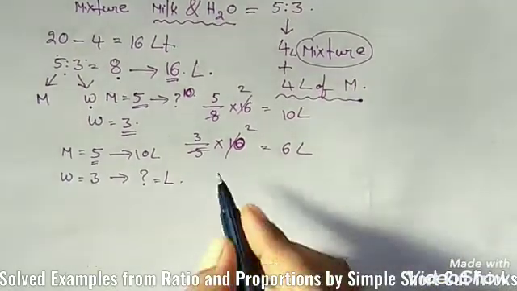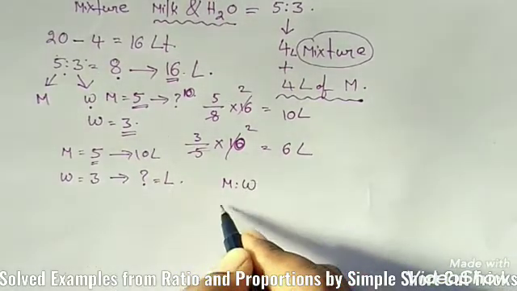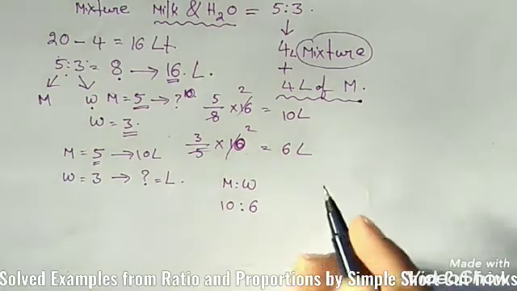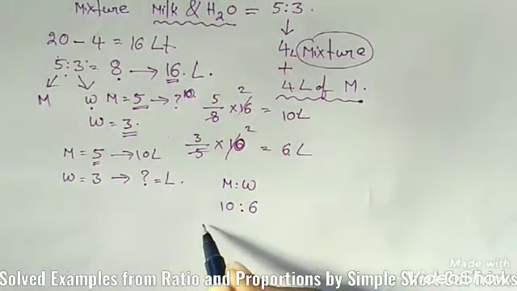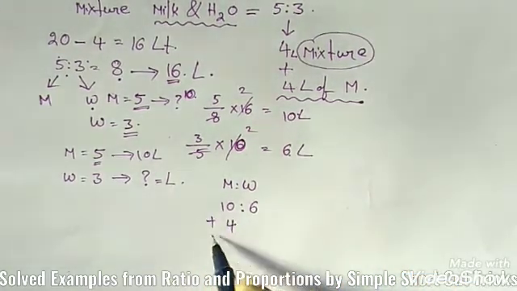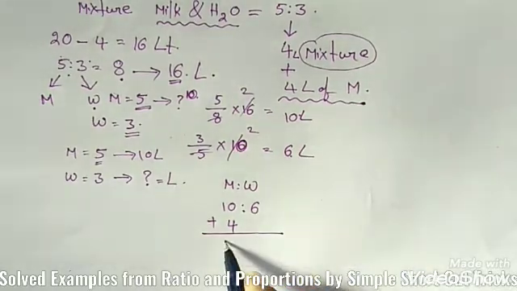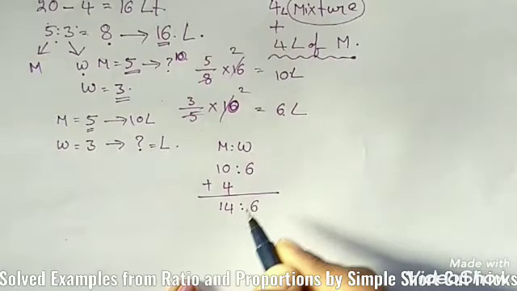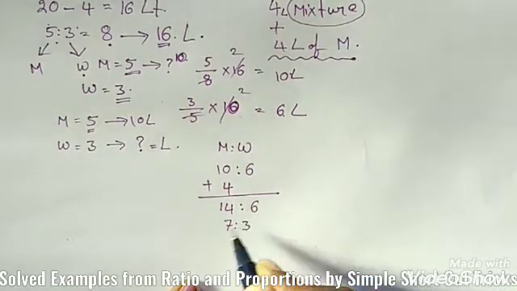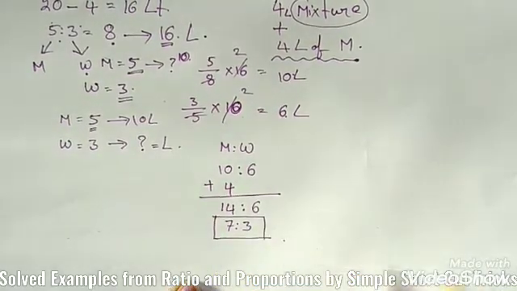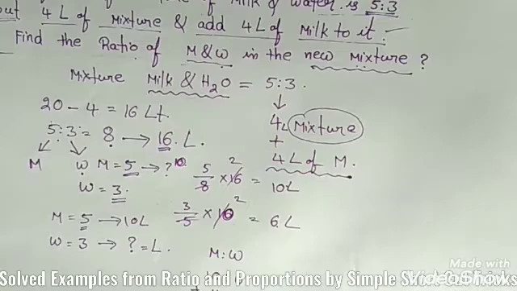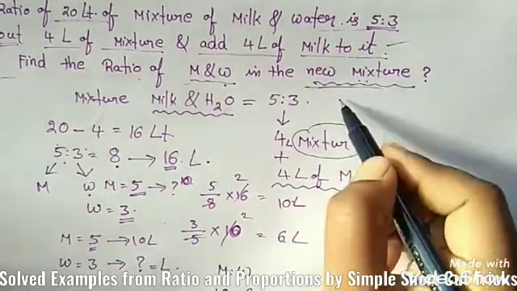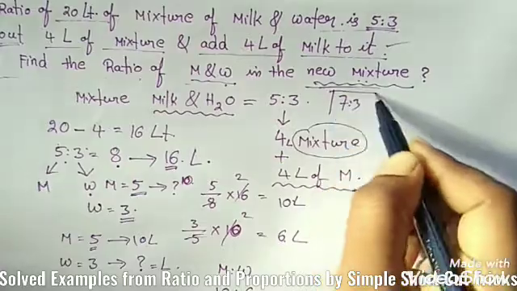Now we can find the milk and water ratio: 10:6. Now if you add 4 to the milk, you should get 14:6. Simply 7:3. This is the simplest form. So coming to the question, the ratio of the new mixture is 7:3.